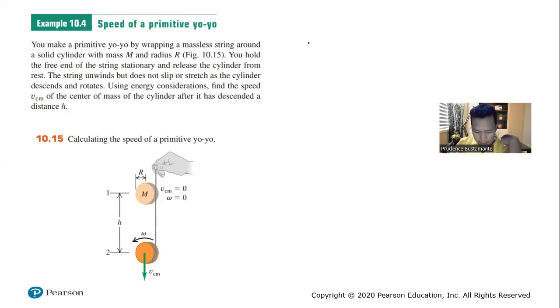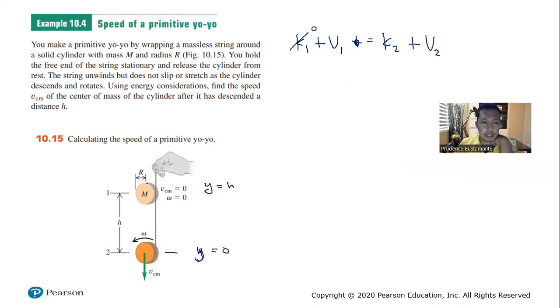Since this is energy conservation, we recall that K1 plus U1 is equal to K2 plus U2, kinetic energy final plus the potential. Here we take the starting point at y equal to h, and the final point at y equal to 0. The kinetic energy initially is 0 because it's not rotating and not translating yet. In the final position, our potential is equal to 0 because y is equal to 0. So we're left with mgh, that is mg y1, equal to K2.